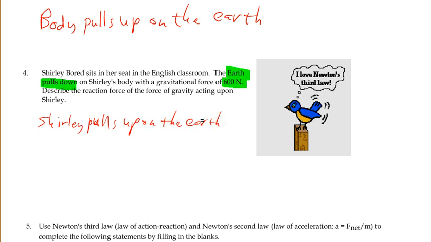Okay, and that size must be equal to the amount that was pulled down with a force of 600 newtons. Okay, so again, the forces are equal and opposite. The results are not, and this law is not about cause and effect. It's about the amount of force that occurs whenever there's an interaction between two objects.